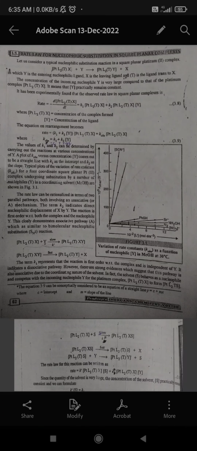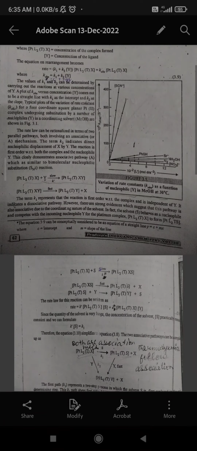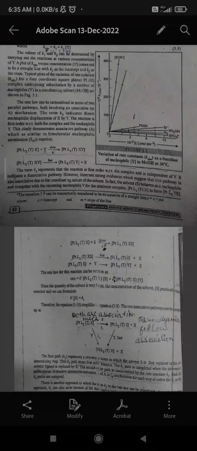PtL2TX plus Y, that is the slow step, gives PtL2TXY, with the fast step forming PtL2TY plus X. The k1 term represents that the reaction is first order with respect to the complex and is independent of Y. It indicates a dissociative pathway.